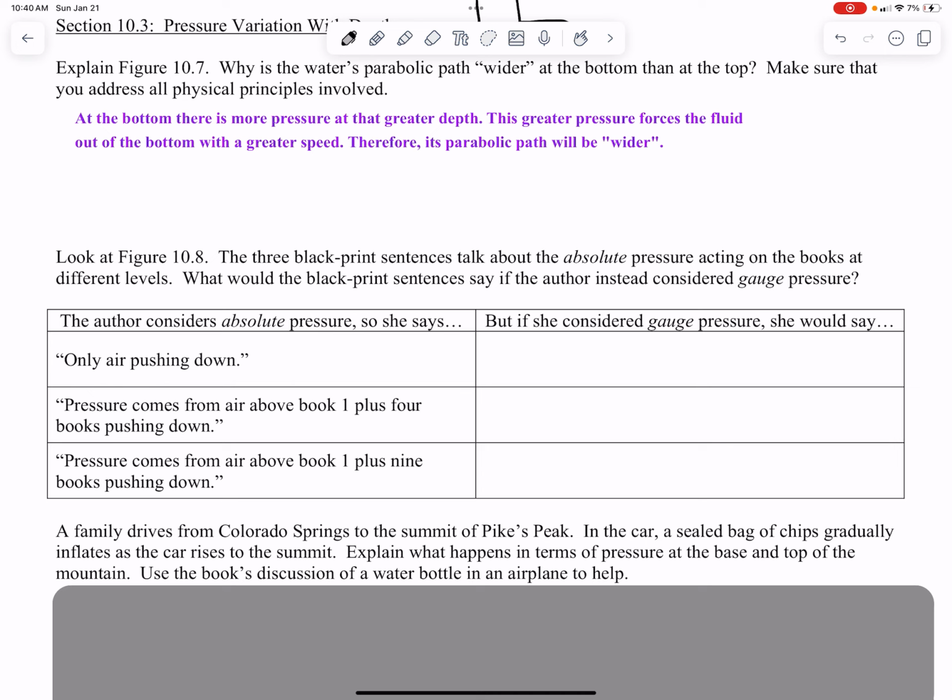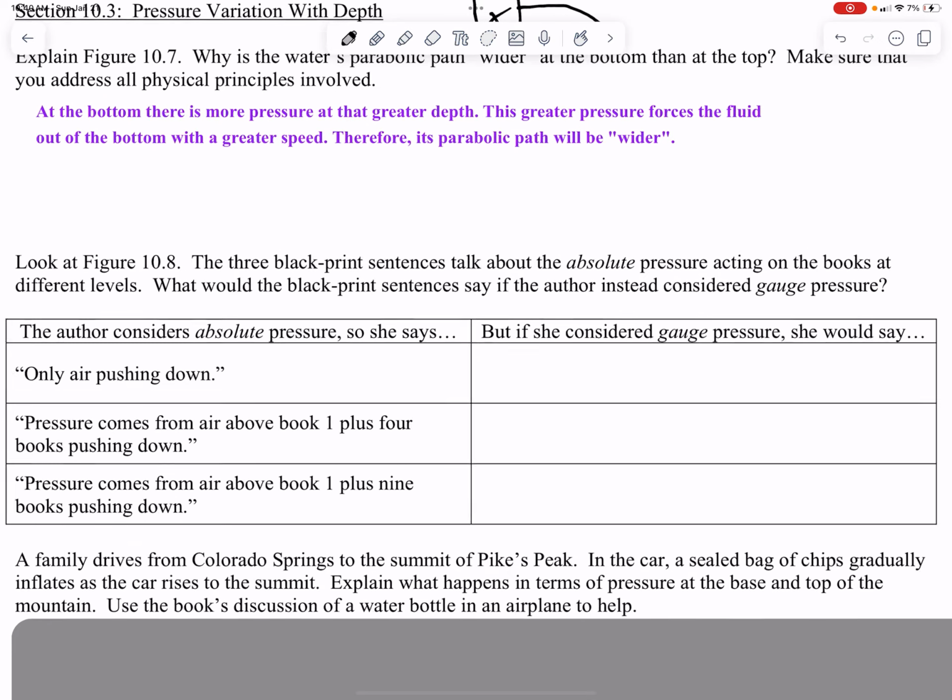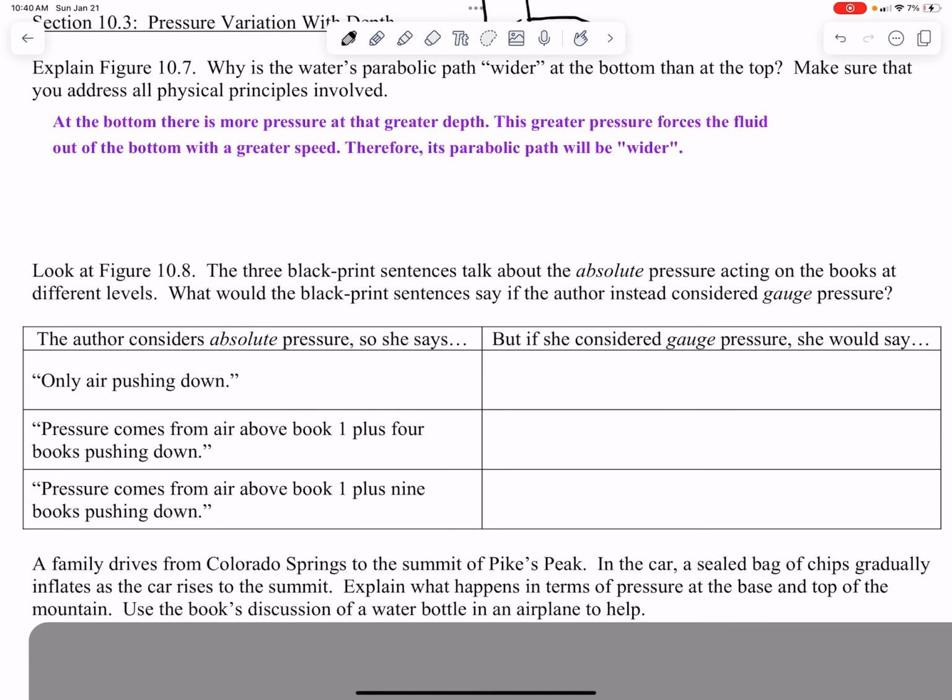Look at figure 10.8. The three black print sentences talk about the absolute pressure acting on books at different levels. What would the black print sentence say if the author considered gauge pressure? Okay, so if you're considering gauge pressure, that means you eliminate air pressure. So the author is saying only air pushes down. Well, gauge pressure eliminates air pressure, so there would be essentially no pressure pushing down on the first book.